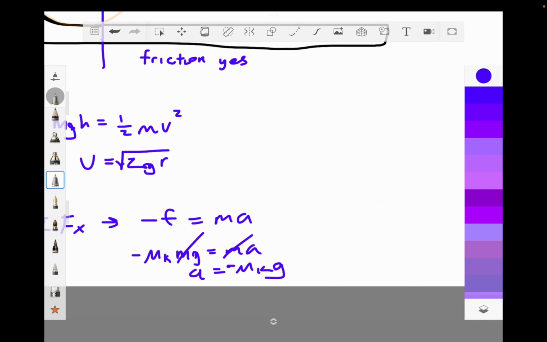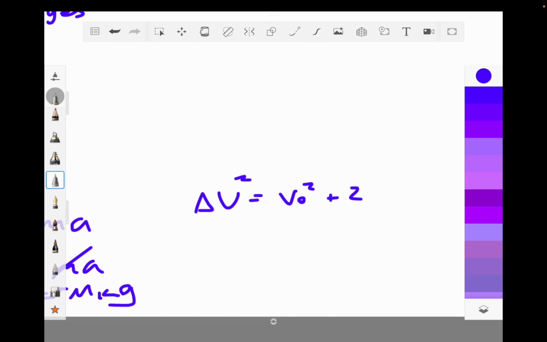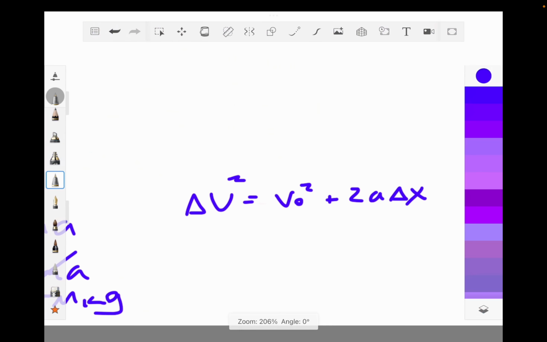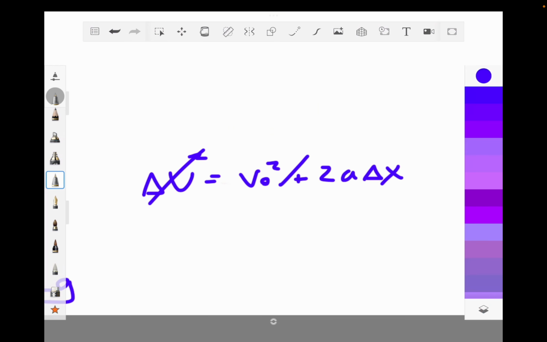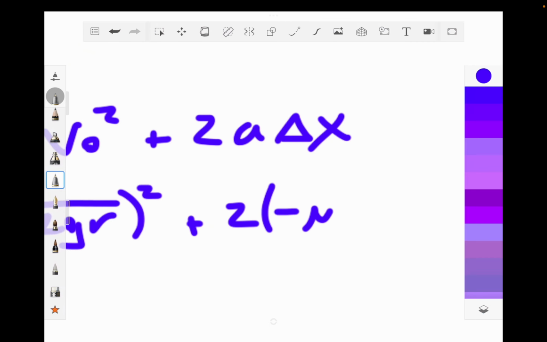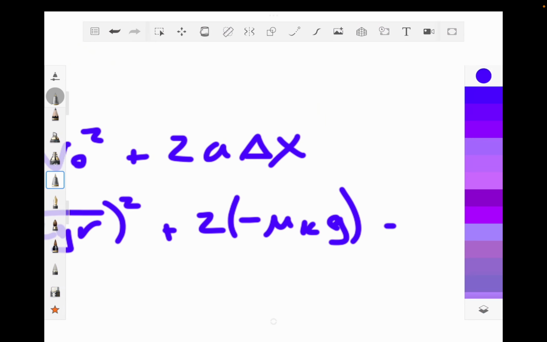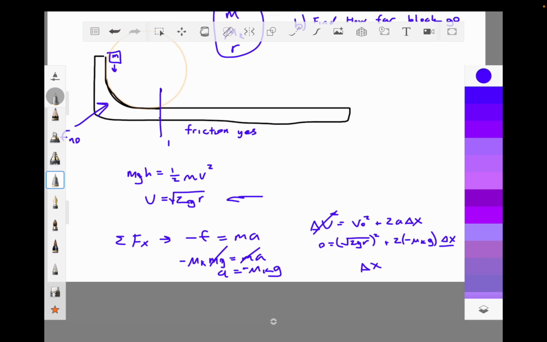And then you could plug into some equation like change in v squared: v0 squared plus 2a change in x. The final velocity is going to be 0. The initial velocity is what you got for part A. So it's 0 equals square root 2gR squared plus 2 times a, and a is going to be negative mu k g, change in x. Then you solve for x, and that tells you how far the block goes along this x direction.